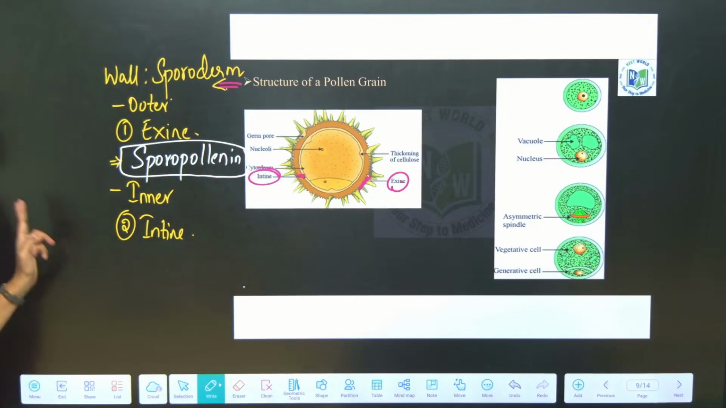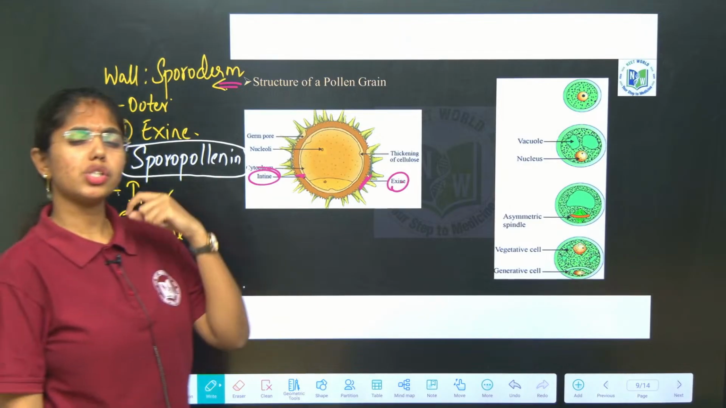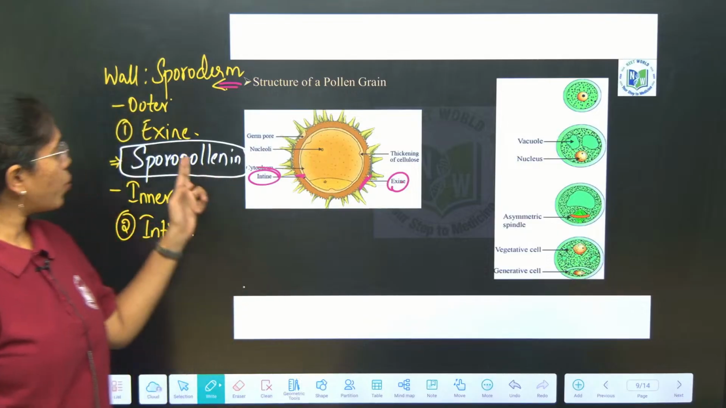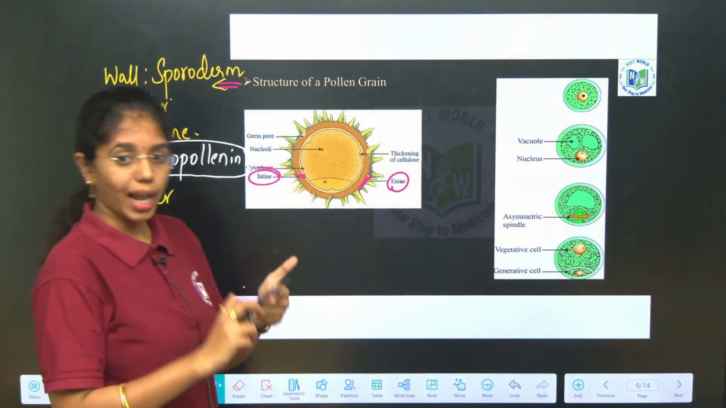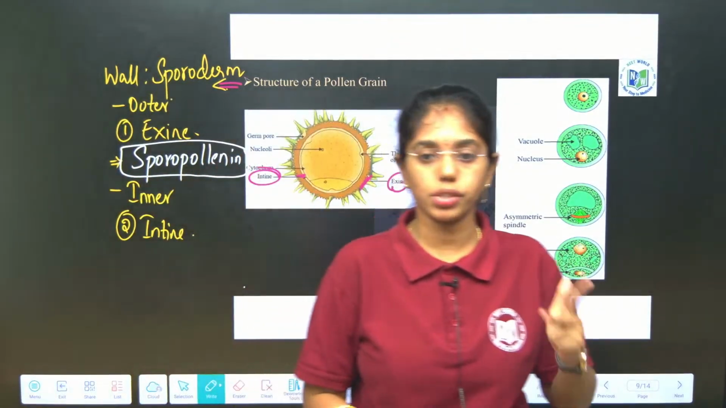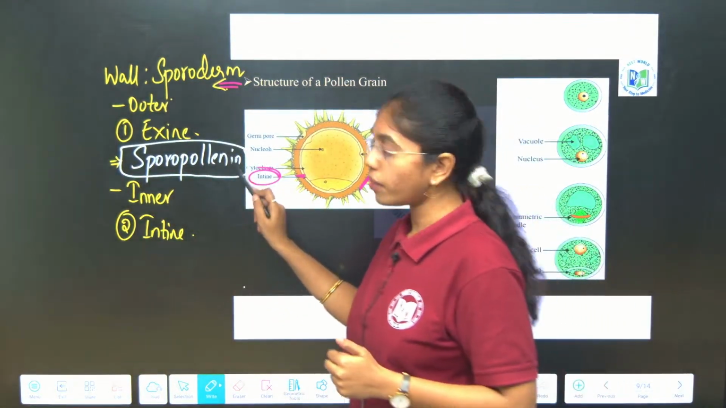Fine. Sporopollenin is the toughest organic compound known. Because of the sporopollenin only, the pollen grain is persistent for many years. Sporopollenin is undegradable by any acidic condition, alkali condition, or high temperature condition. It is resistant to everything.